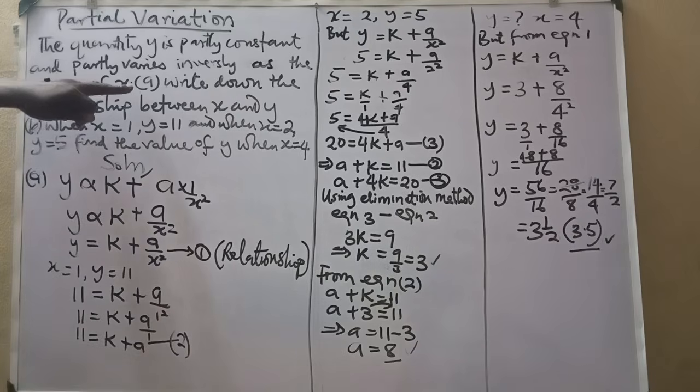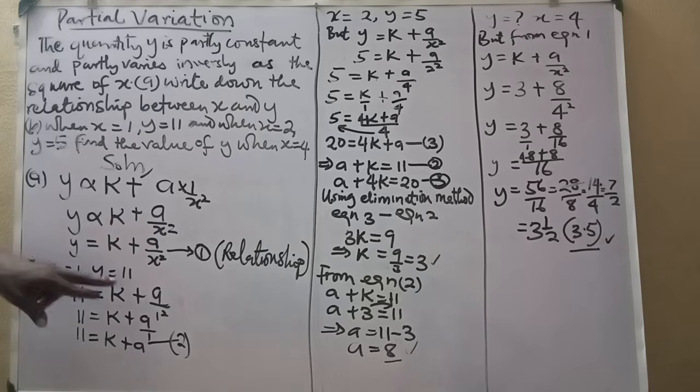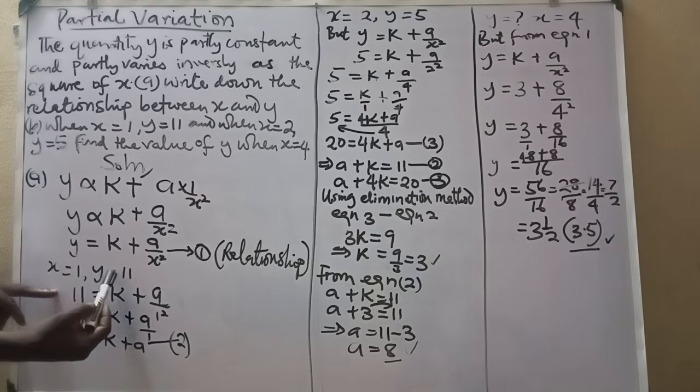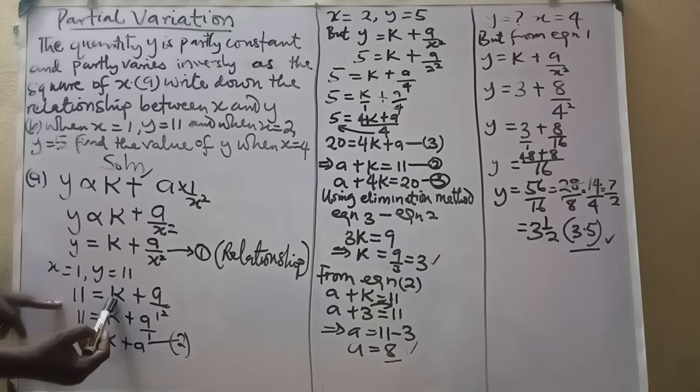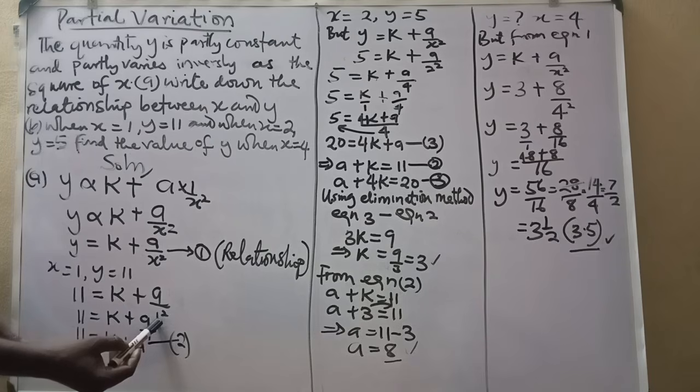Now we come to B. When x is 1, y is 11. Look at it. When x is 1, y is 11. What we are going to do is to substitute these values in equation 1. That was what we did here. You can see that y is 11. K is a constant, a is unknown. Then our x is 1, that is why we have 1 squared, and 1 squared is equal to 1.